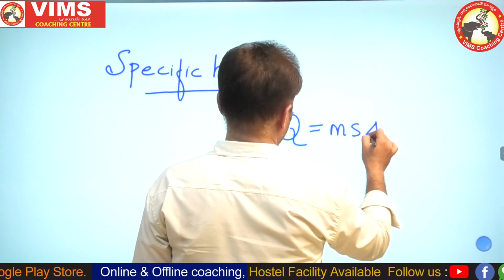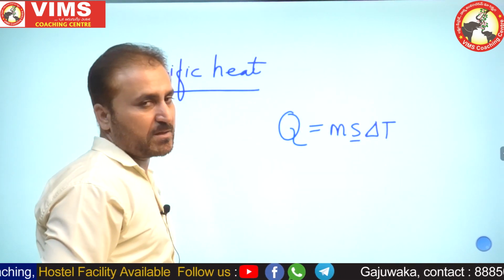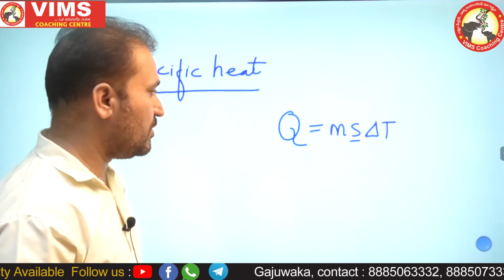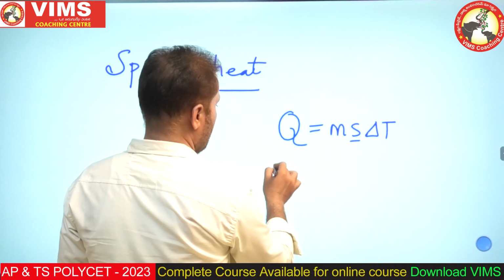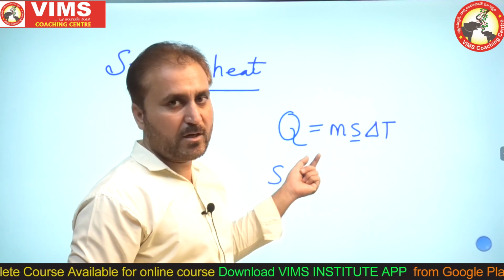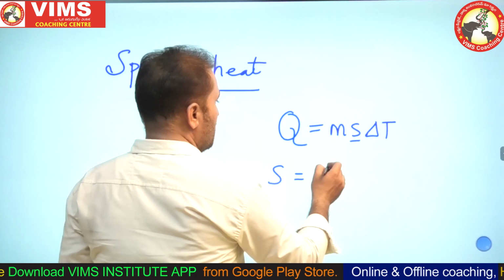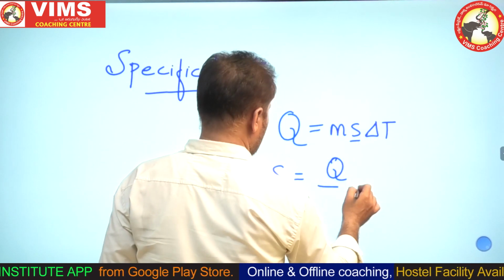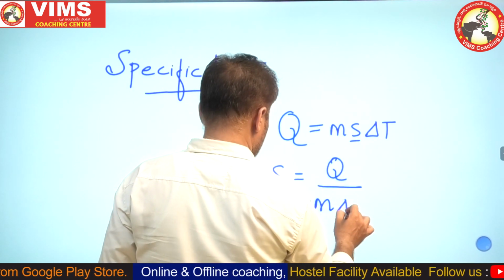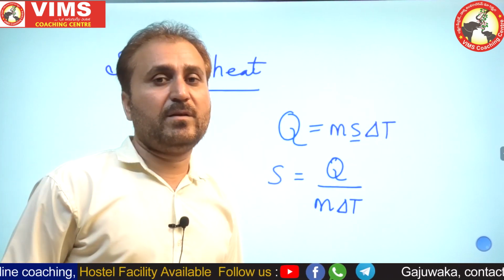m s delta T. At that time I told you what S stands for. S stands for specific heat. So what is the formula for specific heat? From this formula we can derive the formula for specific heat. You send this m and delta T to the denominator. We'll get Q by m delta T. This is the formula for specific heat.